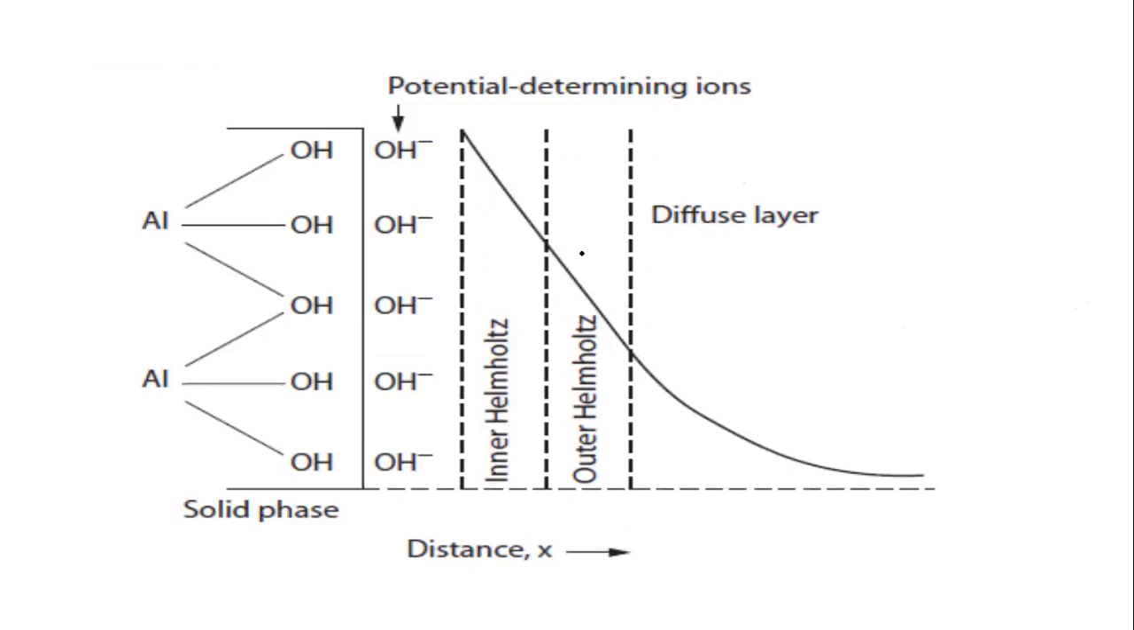However, the surface properties of sesquioxides and other types of clay exhibiting oxyhydroxyl surfaces are somewhat different from those of silicate clay minerals. This is quite different. So potential determining ions, that is OH minus ions, you can't expect in silicate clays, but you can expect in our sesquioxides.